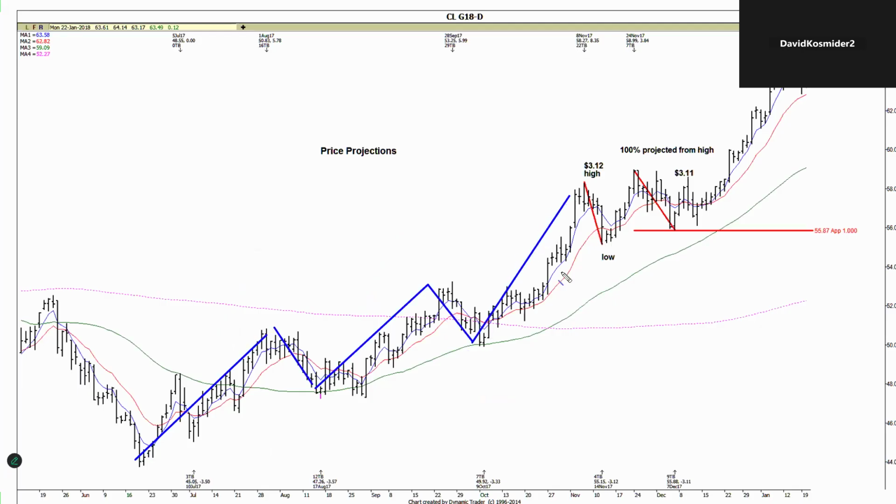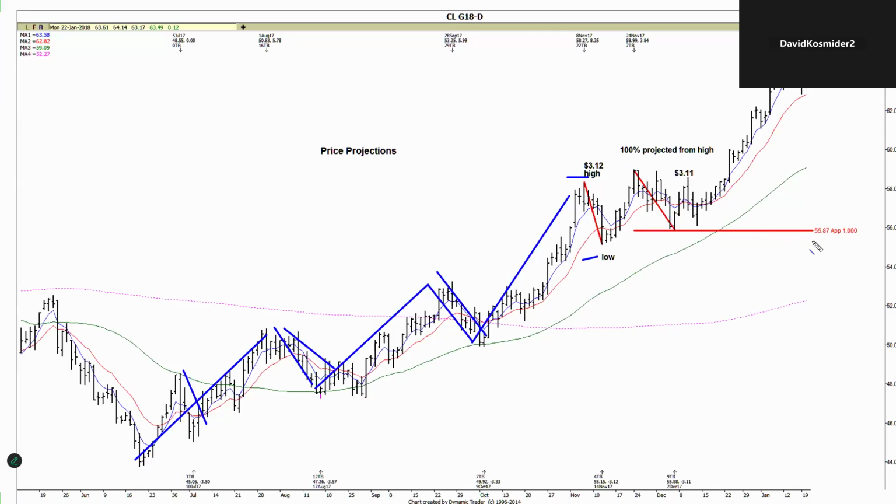One of the things we like to do is use the projection tool to help get in the market within the direction of the trend. And what we do for that is we use all of these prior high to low swings. Anyway, here what we did in this case was measure a prior high to low, which was $3.12, and projected that from the next high when it started pulling back.